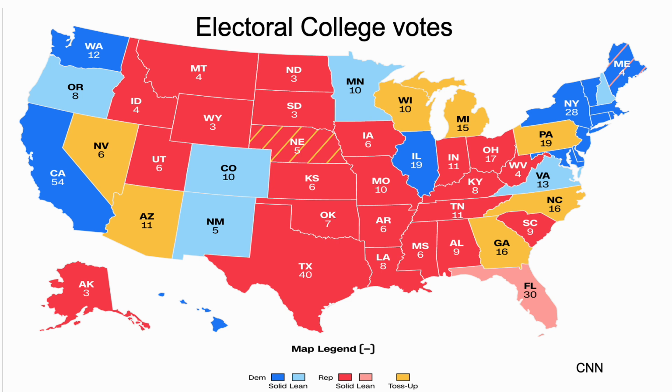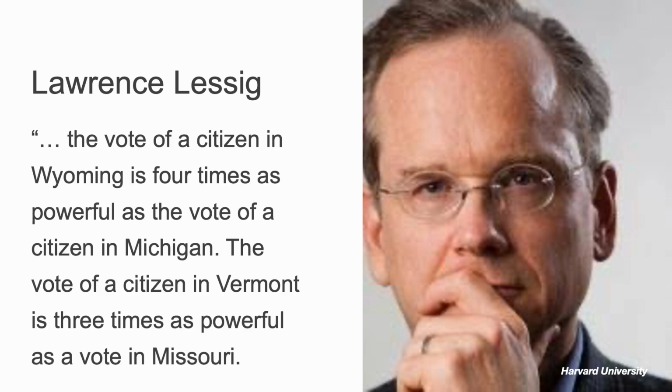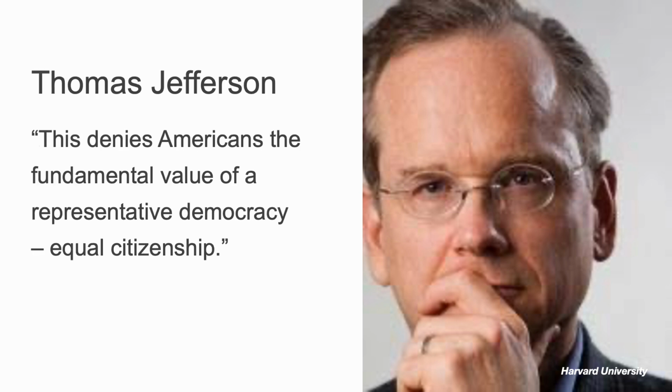Now, the potential for the undemocratic possibility of a candidate winning the popular vote, but not the Electoral College, is not the only anomaly in the US presidential election system. And it's because of population. Political scientist Lawrence Lessig says the vote of a citizen in Wyoming is 4 times as powerful as the vote of a citizen in Michigan. The vote of a citizen in Vermont is 3 times as powerful as a vote in Missouri. This denies Americans the fundamental value of a representative democracy, equal citizenship.